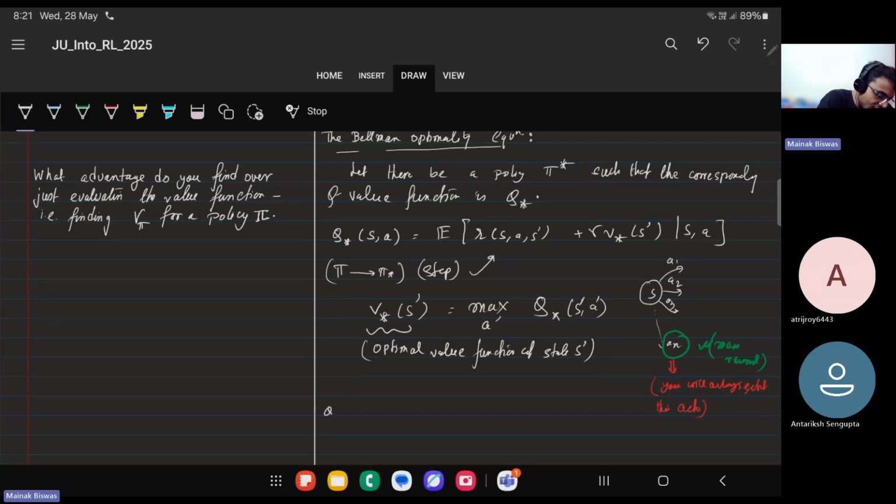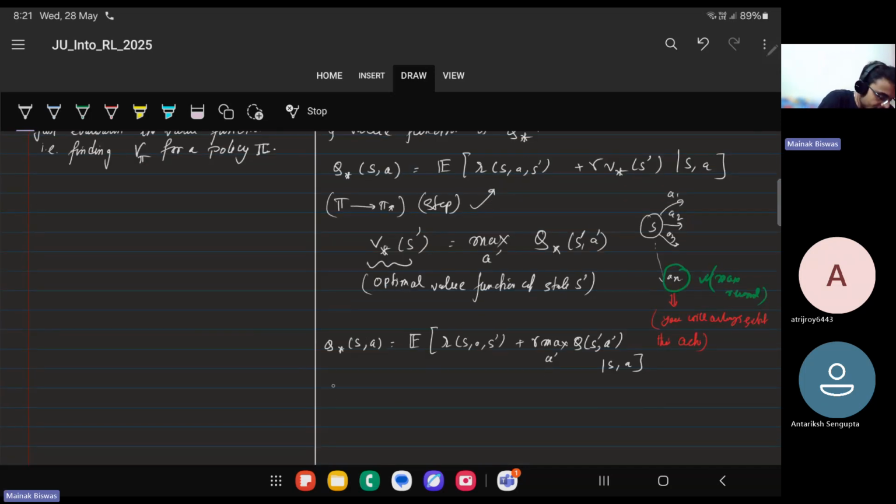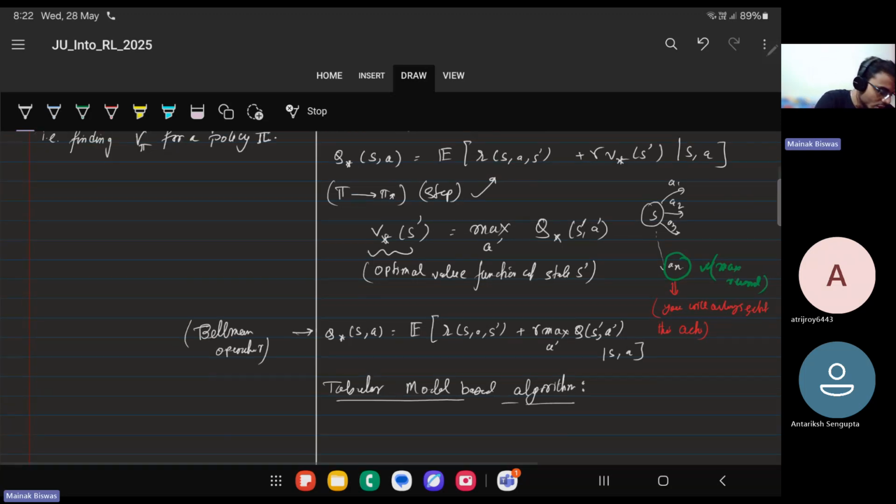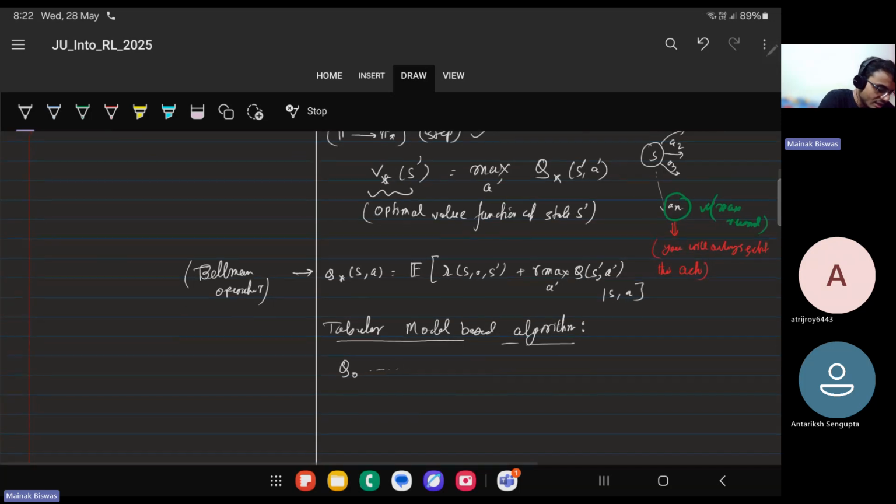So now I can write this as Q star of S comma A as the expected value of the reward of S, A, S dash plus gamma times max over A dash of Q star of S dash, A dash, given S comma A. So now the tabular model-based algorithm, therefore, could be, this is a Bellman operator. So I start from any Q0 and iterate.